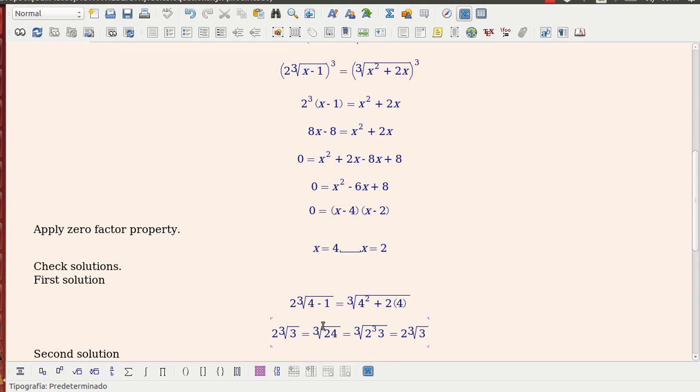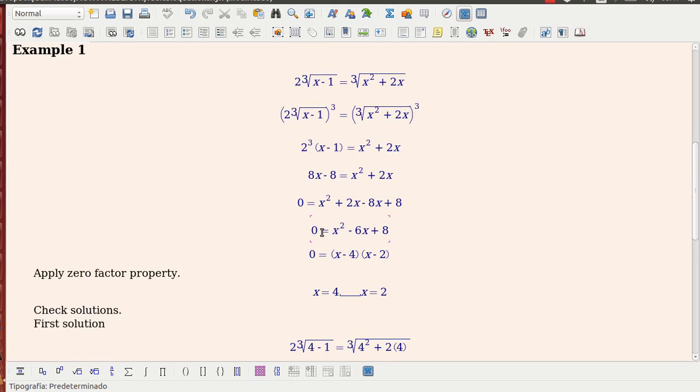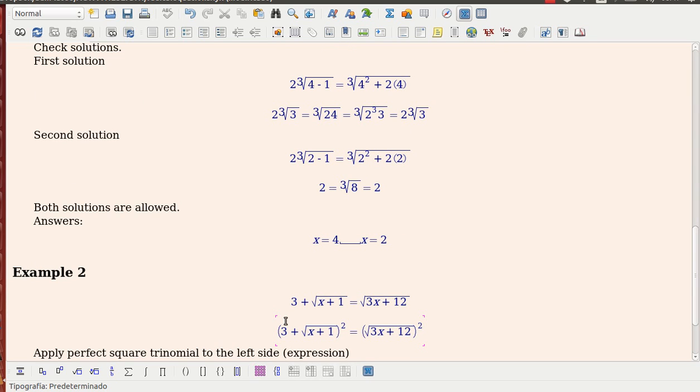The solution of 2 times the cubic root of x minus 1 equals the cubic root of x squared plus 2x is x equals 4 and x equals 2. Let's see example number 2.